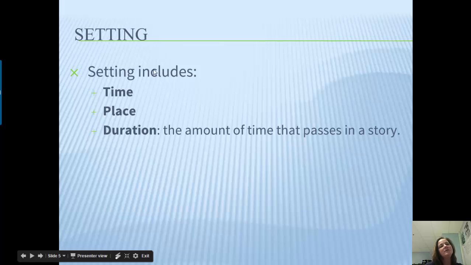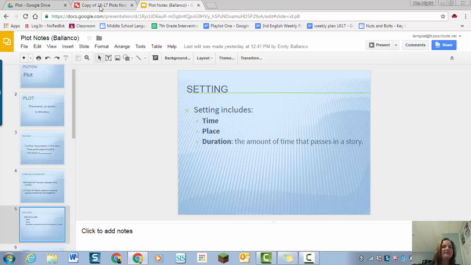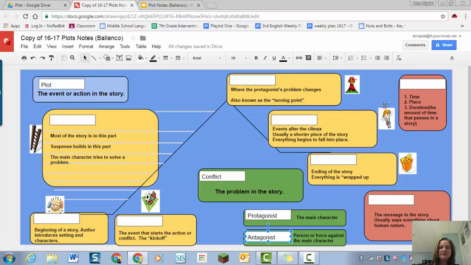Our setting, here's a term most of you know, but we want to make sure that you understand. Setting is where the story takes place. It includes time, it includes place, and this may be a new word for you, but I want you to learn it. Duration, the amount of time that passes in a story. That's a question that we often see on the SOL, but it's also something that you should just be thinking about as a reader. Does this story take place over the course of a day? Does it take place over the course of a year? Does it take place over the course of a lifetime? As a reader, you should just kind of think about that a little bit. So we're going to switch back, and we are going to put setting up here in this upper corner. Okay, so write the word setting. This is a nice diagram because it includes a lot of the different parts of fiction.